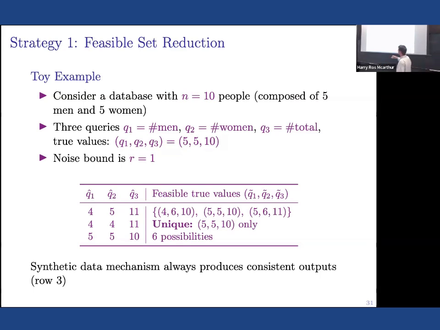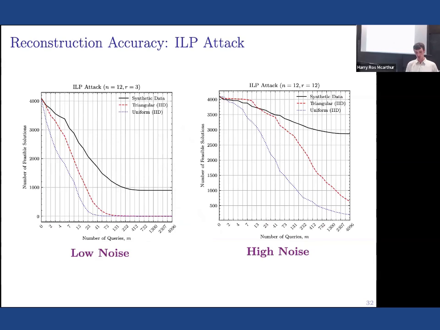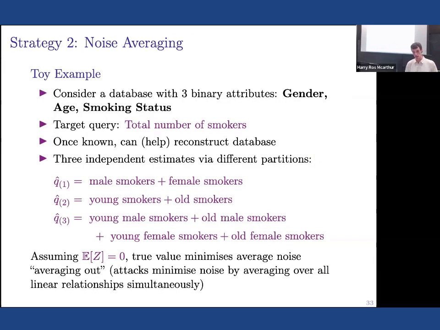Whereas if you have this consistent property, which is what you always get when you use that synthetic data approach, you have 6 possible outputs, which creates more uncertainty about what the true database is. So that's one way that these attacks work. If you don't have the bounded noise constraint, or you are using unbounded noise distributions, or even if you use distributions supported on the set of real numbers as opposed to integers, you can do this thing where you use noise averaging.